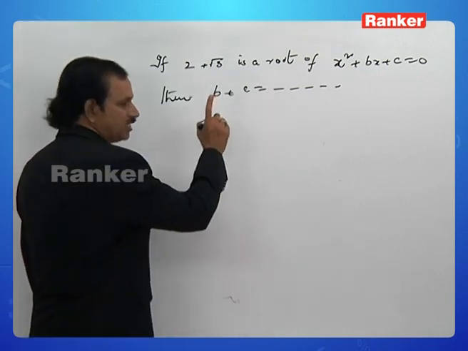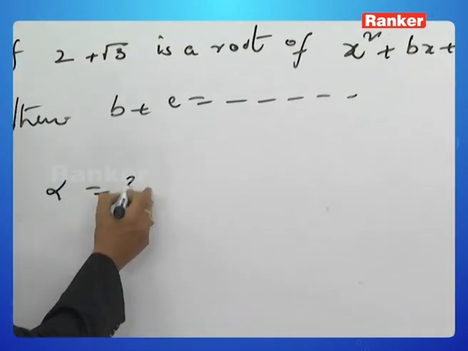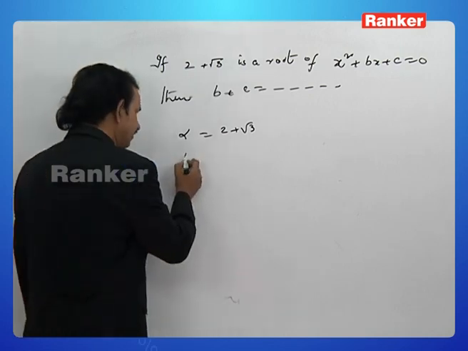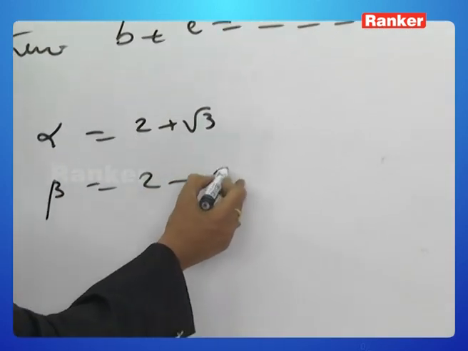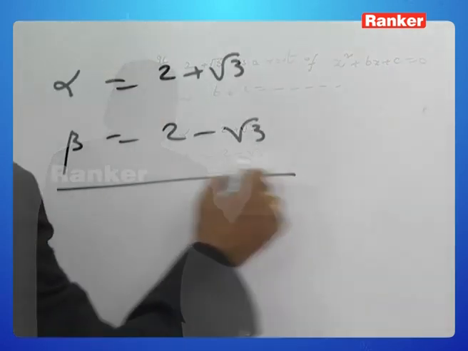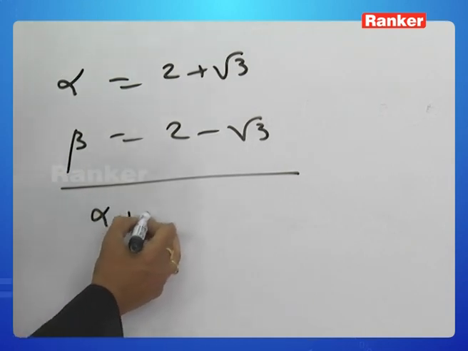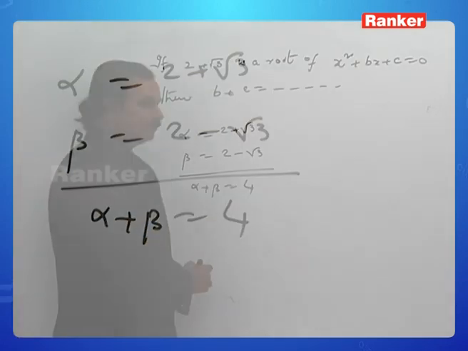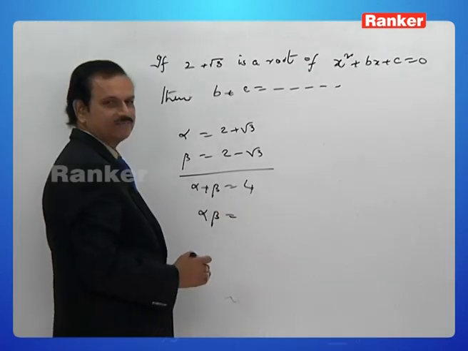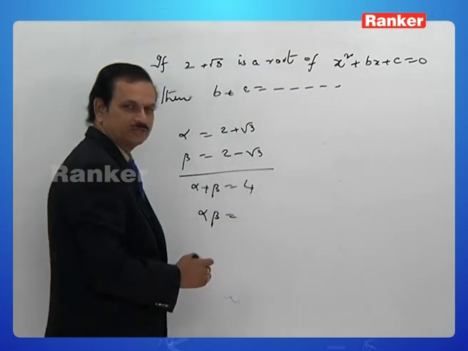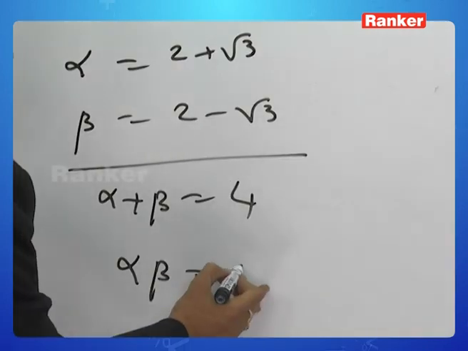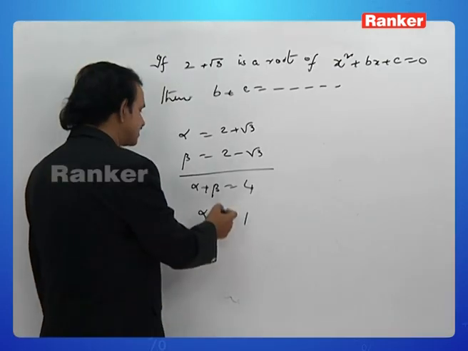2 plus root 3 is a root. Let me write alpha is equal to 2 plus root 3. Clearly and definitely, surely, beta is equal to 2 minus root 3 must be the other root, isn't it? Well, what are you having for alpha plus beta? It is 4, the sum of the roots. Alpha beta is the product of the roots, 2 plus root 3 into 2 minus root 3. That is a plus b into a minus b. It gives you 4 minus 3. That is 1.